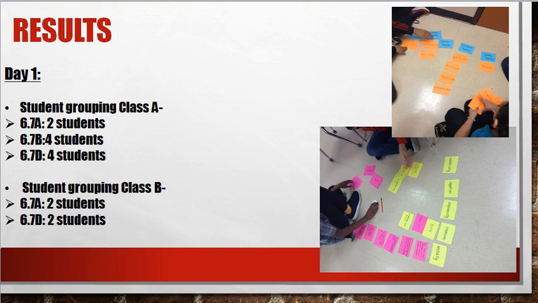Students were grouped and worked, sometimes individually, sometimes with a partner. They were given that choice as well. So in 6.7a, the two students that were there had three choices: the video, the card sort activity, and then the word problems.